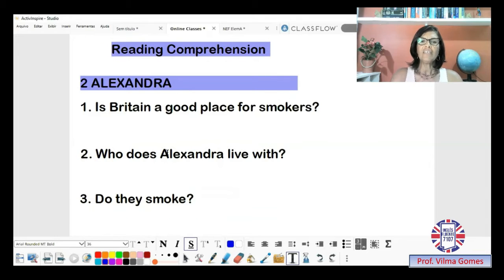Now I have Alexandra. Where is Alexandra from? Russia, right? Okay. So let's see her opinion. Is Britain a good place for smokers? Será que a Grã-Bretanha é um bom lugar para fumantes, smokers, fumantes? Qual é a opinião dela? What's her opinion? Yeah? Do you remember? Number 2, who does Alexandra live with? Who does Alexandra live with? Number 3, do they smoke? Né? Essas pessoas com as quais ela mora, eles fumam? Vamos dar uma olhadinha lá? Vamos voltar lá no texto?